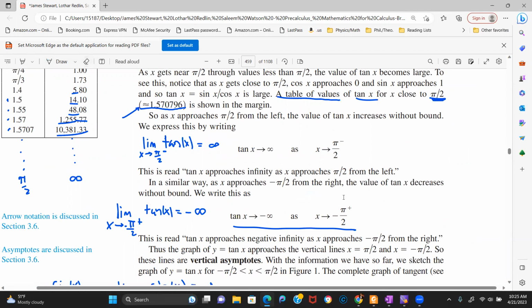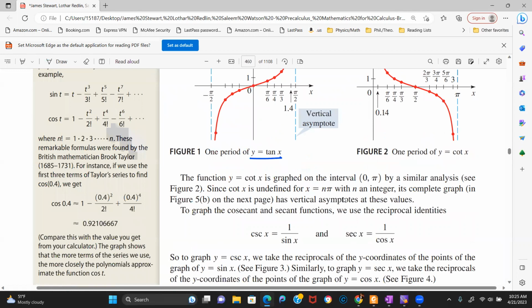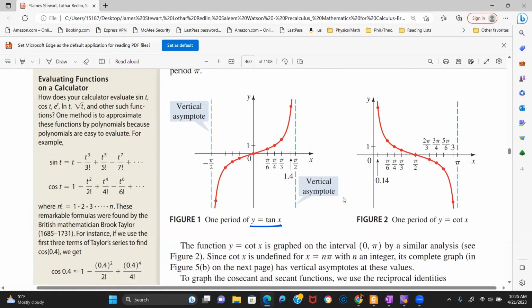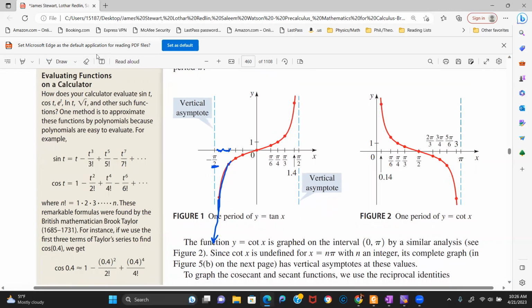So what this says is that when you approach pi over 2 from the left, you should go off to infinity. And that's what we see. This graph is going off to infinity. The graph can't go through pi over 2, so we get arbitrarily close, but it will never actually touch it. And when x approaches negative pi over 2 from the right, this function is going down to negative infinity.